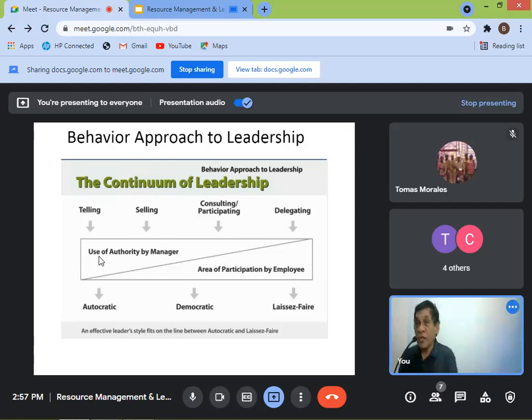And you are closely guiding him or her, closely monitoring, giving instruction. And the employee has nothing to do but follow the autocratic leadership. No question asked, no question in terms of the authority. No participation. That's autocratic and that's telling. More use of authority by the manager, bigger authority of the manager.